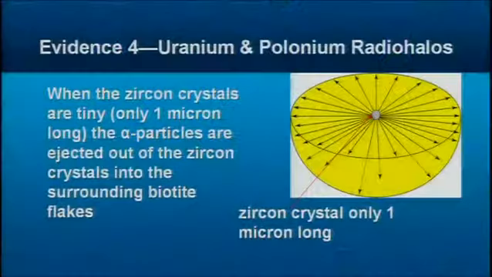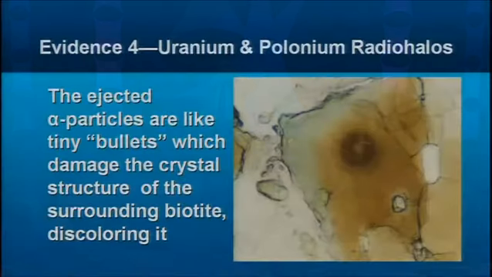But when the zircon crystals are tiny, the alpha particles escape and they shoot out like little bullets into the surrounding biotite crystal. And it's like firing a gun at a plasterboard wall. You leave a hole in it. So these alpha particles are so energetic that they damage the surrounding crystal, and it damages it and discolours it. And so you can see here an example of, in the centre, a tiny little zircon crystal, and you can see the discoloration around that zircon crystal because of all these little radioactive bullets coming out.